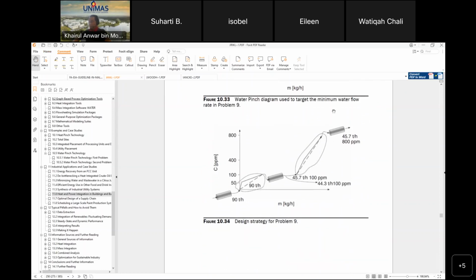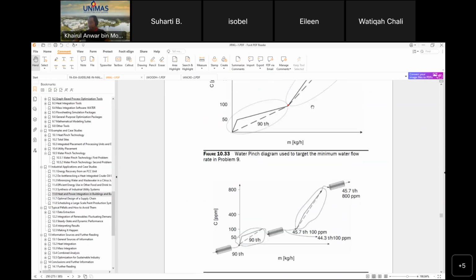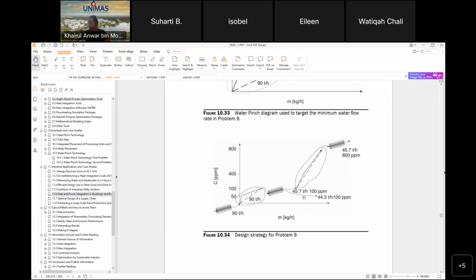The water pinch, okay. So this is the design strategy. You have 90 ton per hour in, then out should be 90 ton per hour. It's a mass balance. Then you use 45.7 ton per hour at 100 ppm for the next process. The 44.3 ton per hour is the excess.